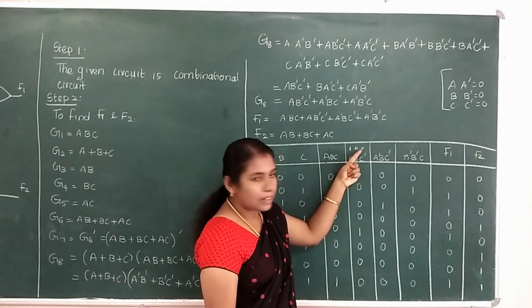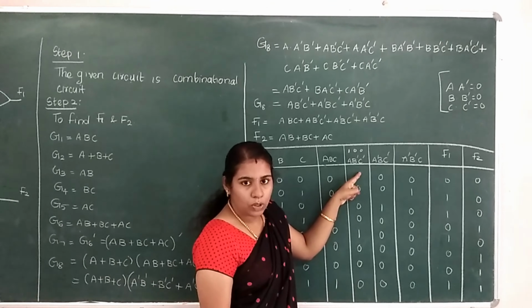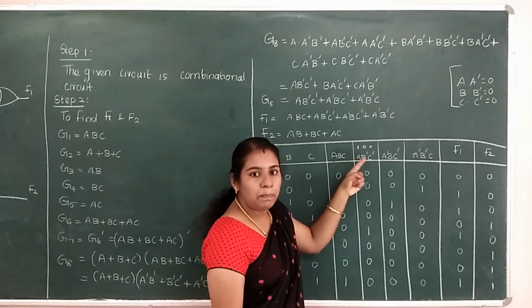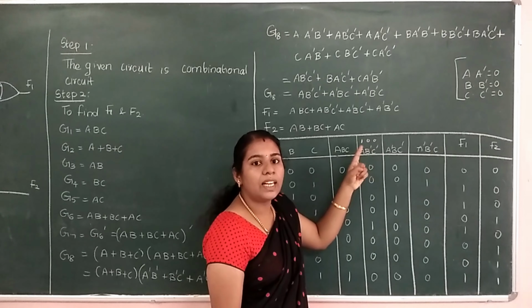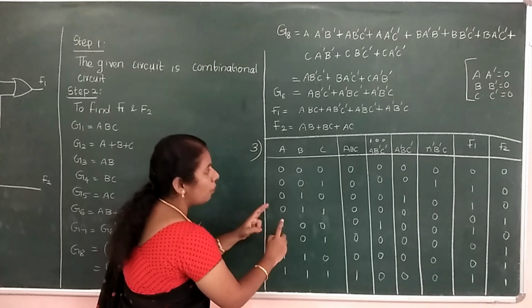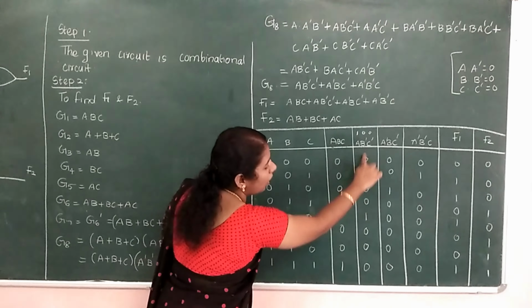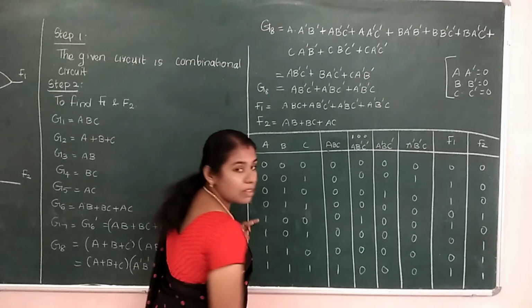Then if C is 0, C dash will be equal to 1. So for this combination only, A, B dash, C dash will generate the output as 1. So for 1, 0, 0, it generates the output as 1. For all other cases, you put as 0.